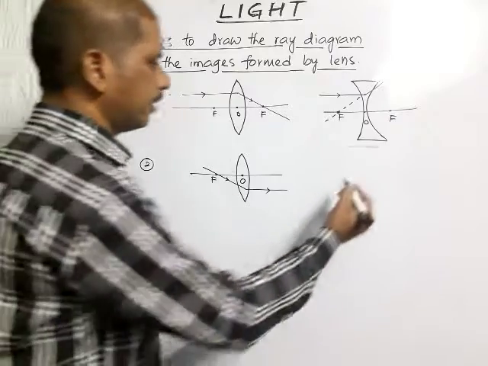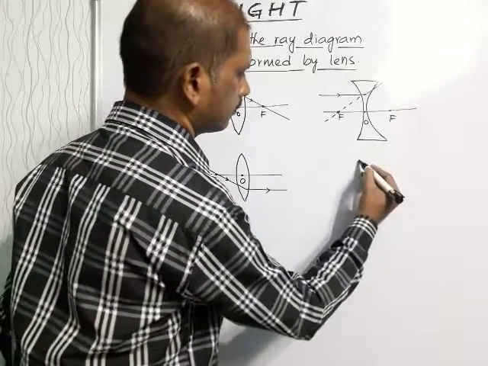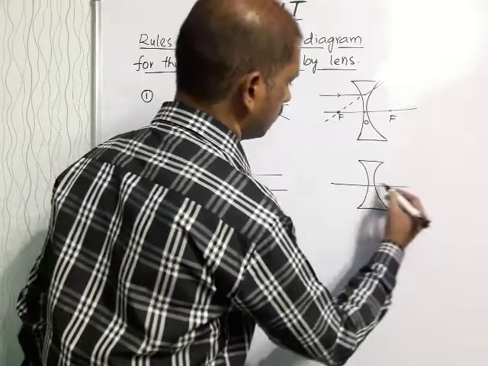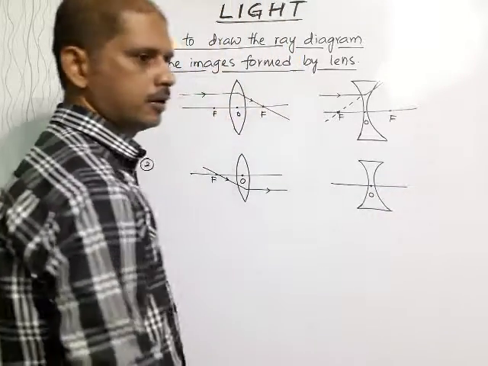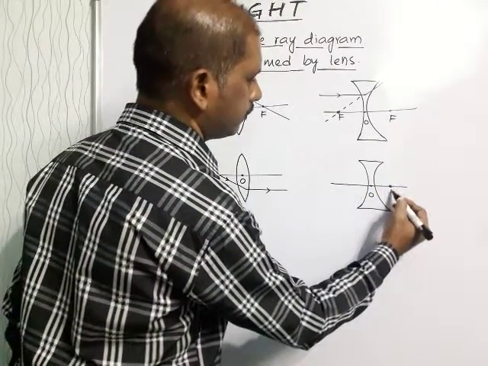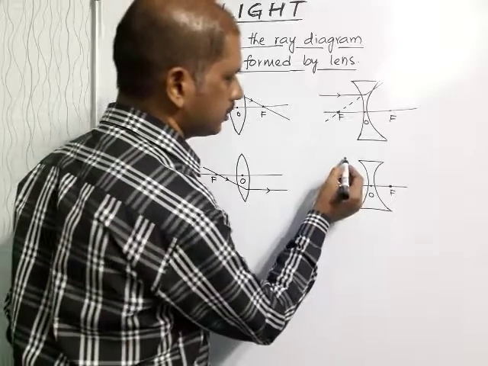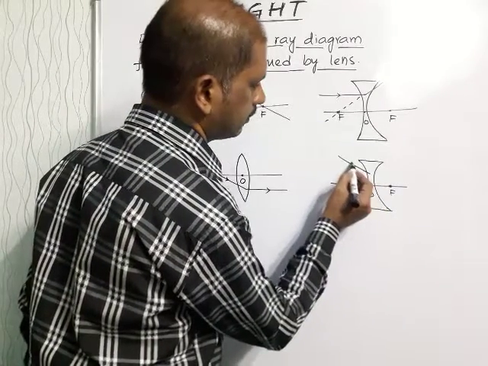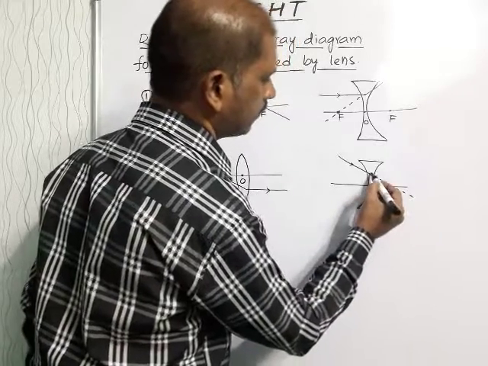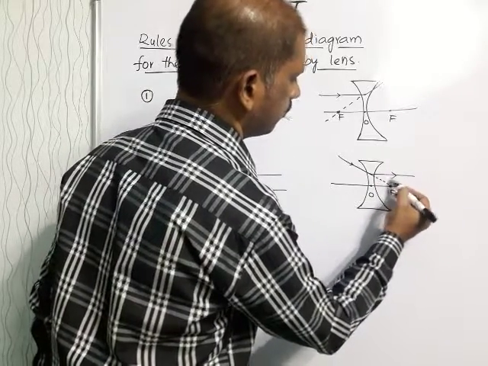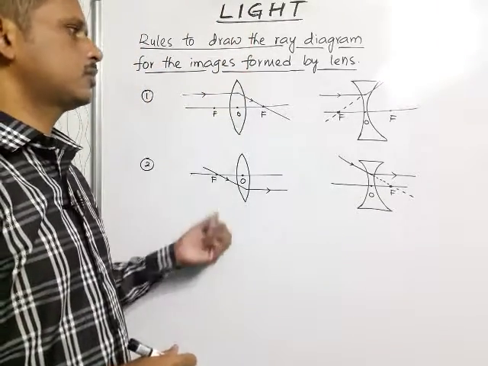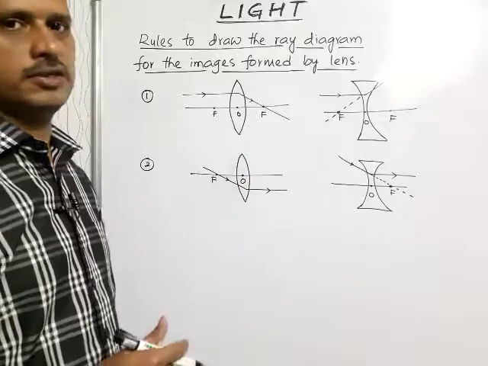Okay, if you take a concave lens here, this is the principal axis, optical center. Now I will take a light ray which is appearing to pass through the focus, this is the light ray, it appears to pass through the focus. After refraction this is also passing parallel to the principal axis. So both these two rules are exactly opposite to each other.